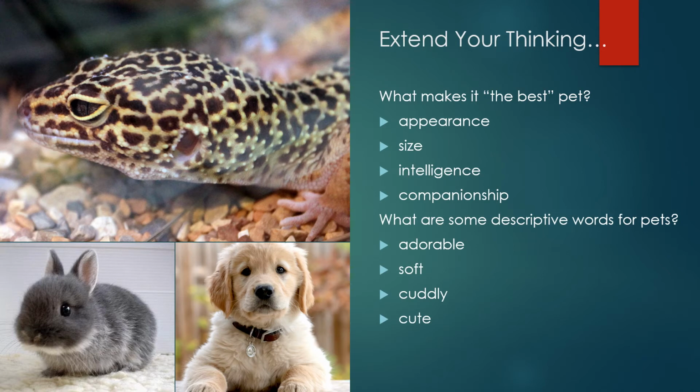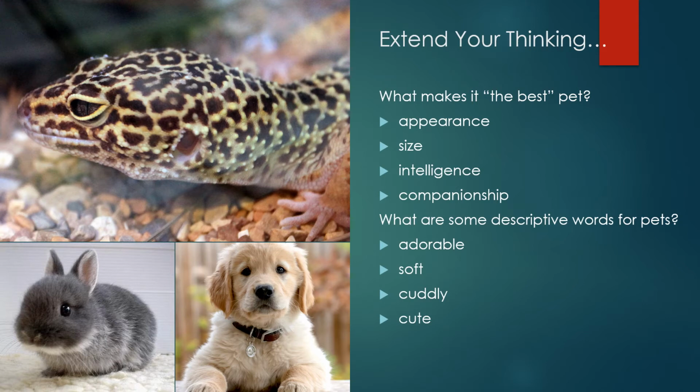Now let's take this idea of best and worst one step further. Let's take, for example, the best pet. It's not enough to just say the best pet is a gecko. We need to talk about why, what makes the gecko a good pet. And we can categorize some of these things in terms of appearance, size, intelligence, companionship.